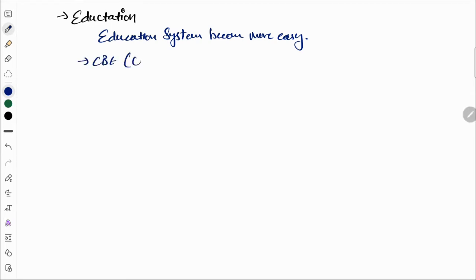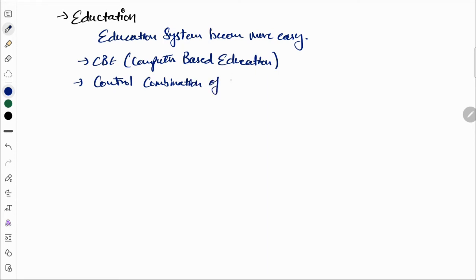CBE, computer based education. CBE involves control, delivery, and evaluation of the learning. Control, combination of evaluation and learning.